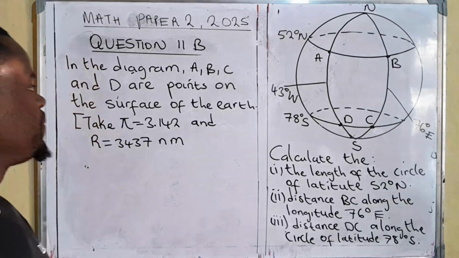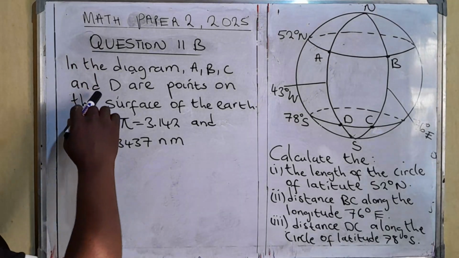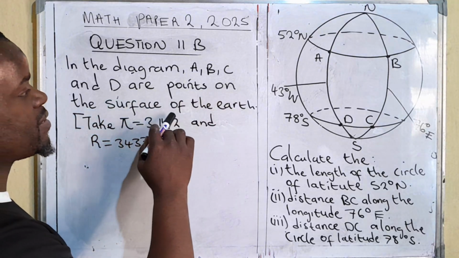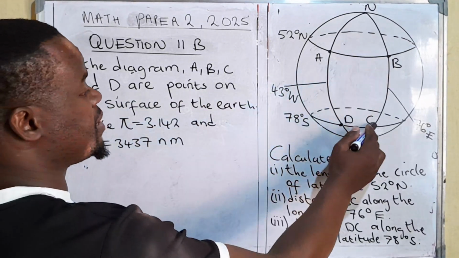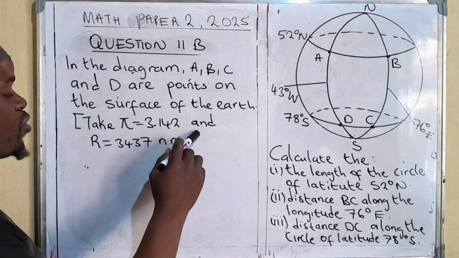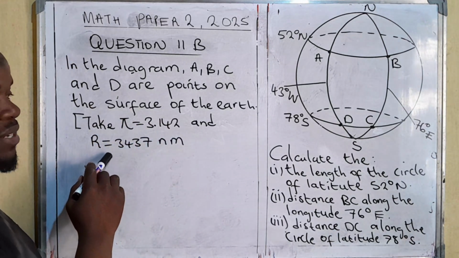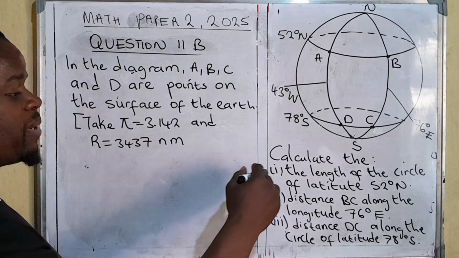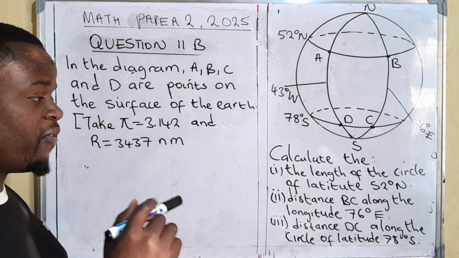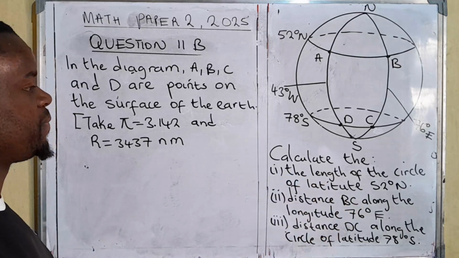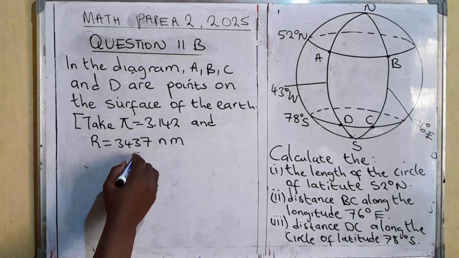Let's take a ride. So, saying in the diagram, A, B, C, and D are points on the surface of the Earth. Take pi to be 3.142 and the radius of the Earth to be 3437. And then they're saying calculate the length of the circle of latitude 52 degrees north. So here's the thing.